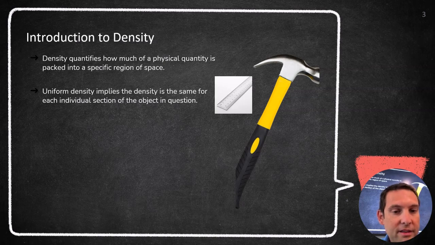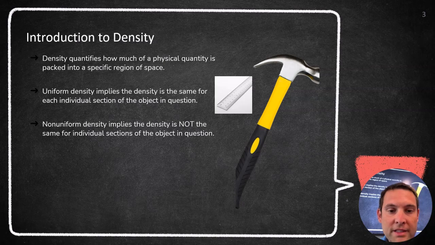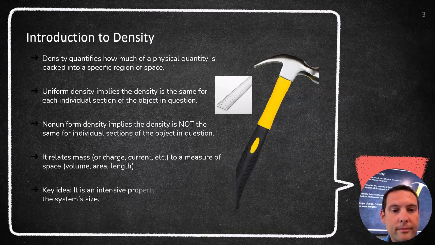There's a special phrase that you will come across, uniform density, and that implies that the density is the same for each individual section of the object in question. If we chop up this plastic ruler, each one of those pieces is going to have the same density, no matter if it started at the 0-inch mark or the 7-inch mark. Non-uniform density implies the density is not the same. If we chop up this hammer, the density is going to be much greater at the head of the hammer than it is at the handle, where it's made out of wood. Key idea here is it's an intensive property that is independent of the system's size.